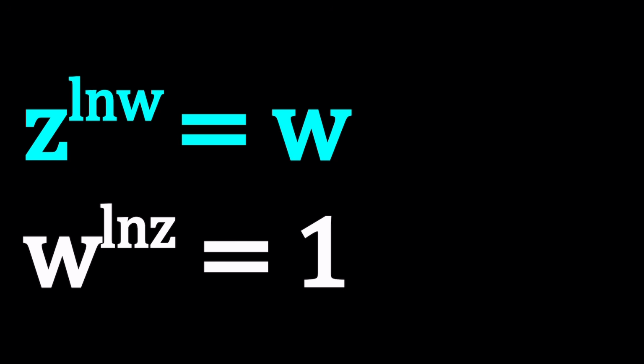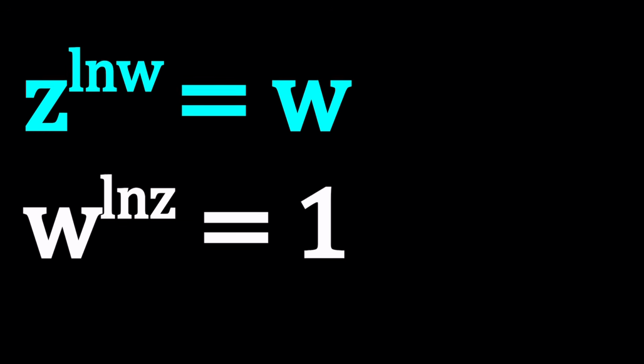This channel is all about complex numbers, and in this video we're going to be solving an interesting homemade system of equations with complex numbers. So we have z to the power ln w equals w and w to the power ln z equals 1. And we're going to be solving for z and w. Now I'll be presenting at least two methods. So let's go ahead and take a look.